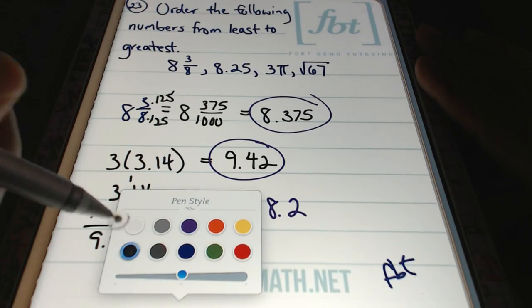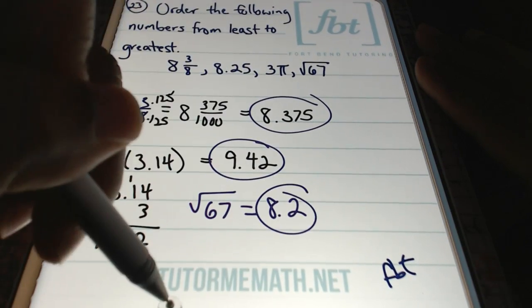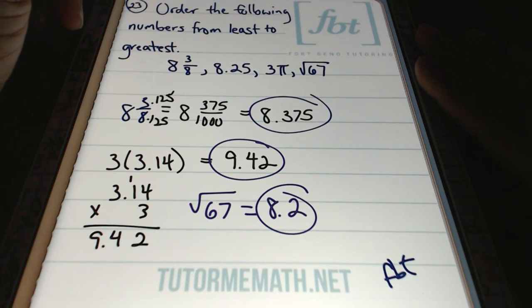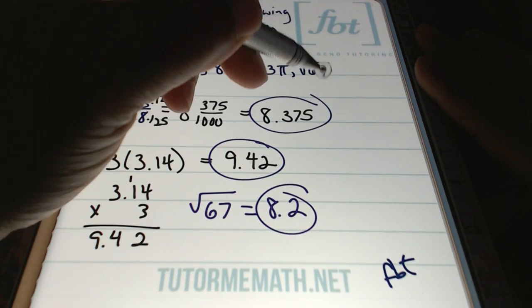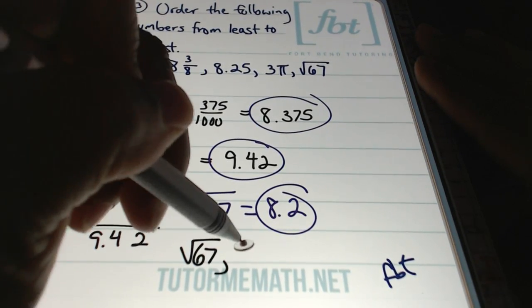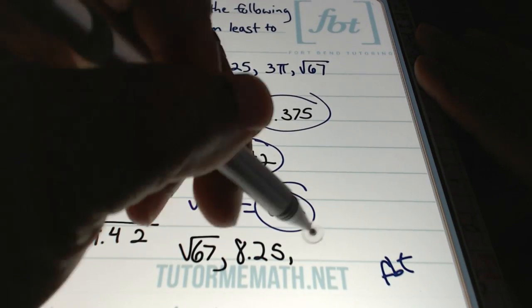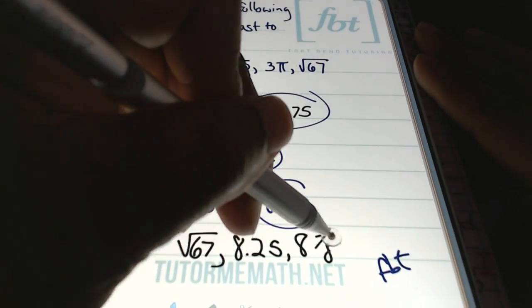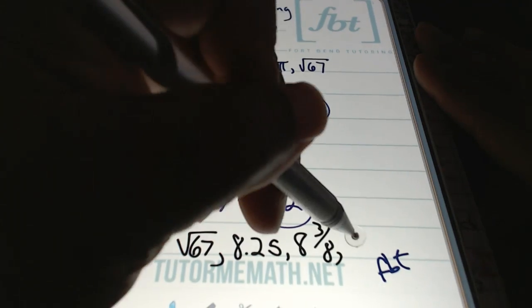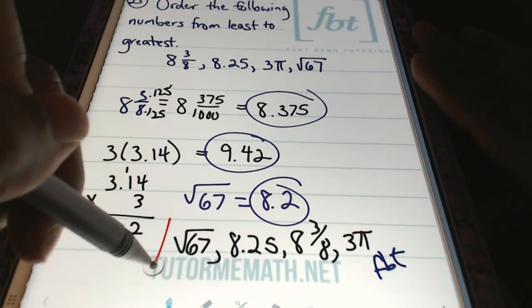So in arranging these values, the first value from least to greatest is going to be our square root of 67. That's going to be the first one we need. Then from there, we'll have our 8.25. Then we know that the 8 3/8 would come next. And then finally, you'll have the 3π, which has the largest value. And we're going to red box it.